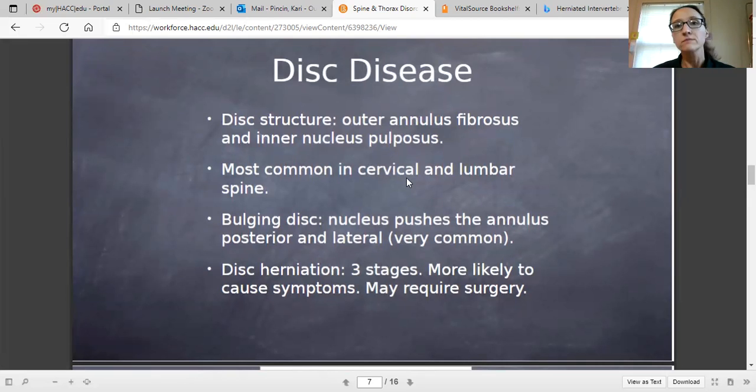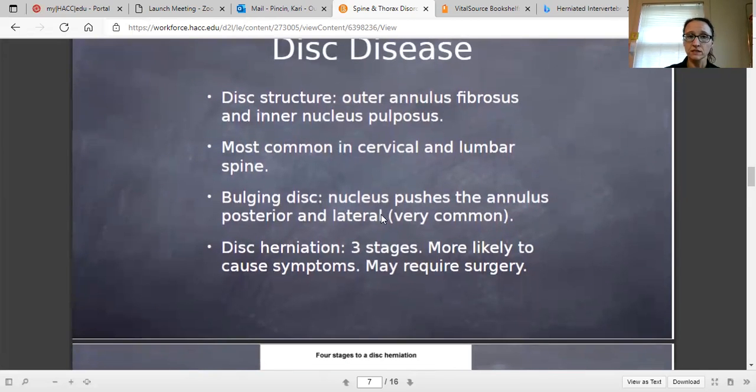So the cervical area moves all over the place, right? And you even have more mobility in the lumbar area. The thoracic area, not so much. You've got a little bit of lateral flexion and a little bit of flexion and extension, but that's it. So cervical and lumbar area is where you're going to see disc disease. There's a couple of different ones that we're going to talk about. We have the bulging disc, in which the nucleus pulposus pushes the annulus posterior and lateral. That's the most common place for it to go.